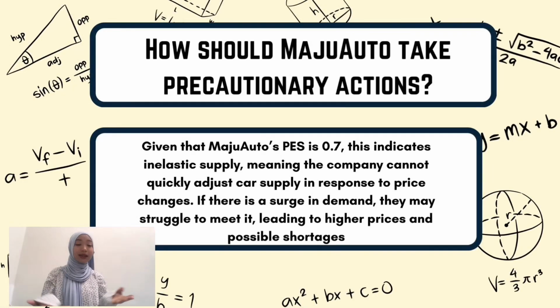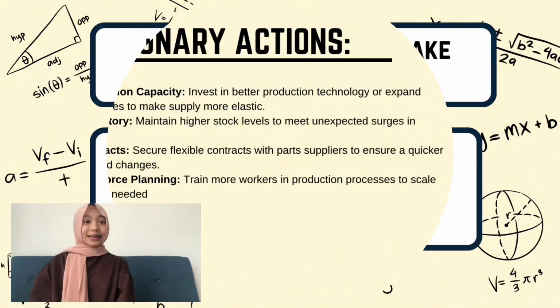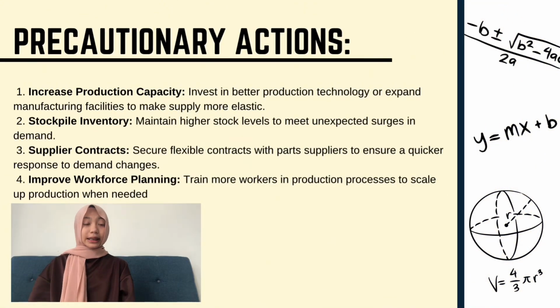So how should Maju Auto take precautionary actions? Given that Maju Auto's PES is equal to 0.7, this indicates an inelastic supply, which means the company cannot easily adjust car supply in response to price changes. So if there is a surge in demand, they may struggle to meet it, leading to higher prices and possible shortage. So now let's move to precautionary actions.